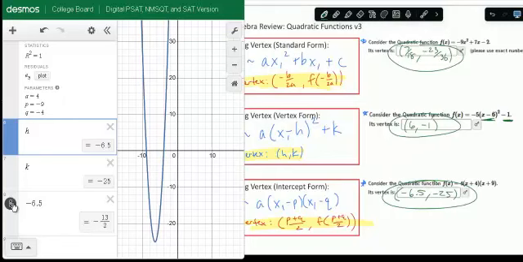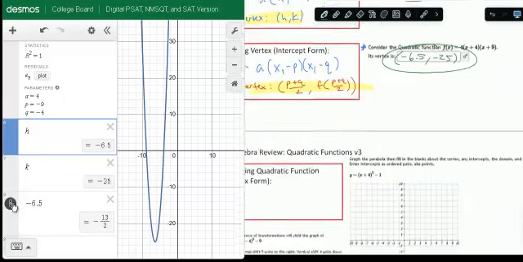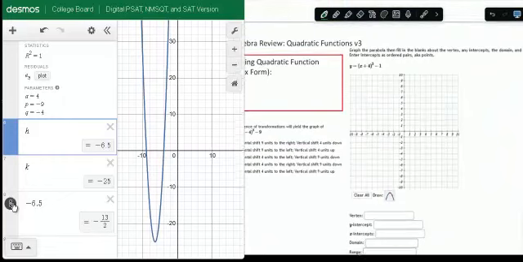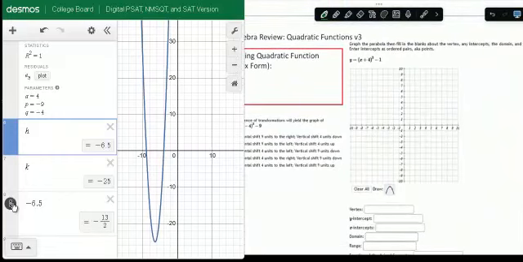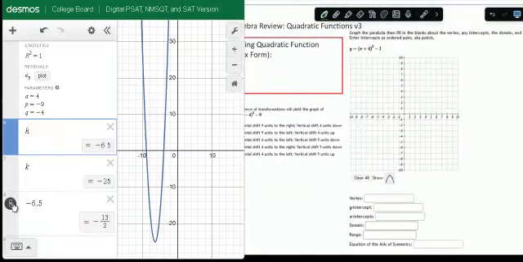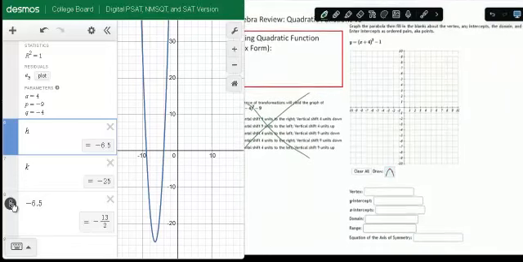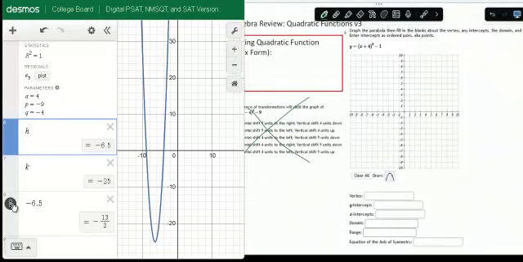All right. So what I want you to do is skip this one for right now, but see if you can answer all of these parts of this question here using the Desmos calculator. And again, I'm going to write the vertex form here.